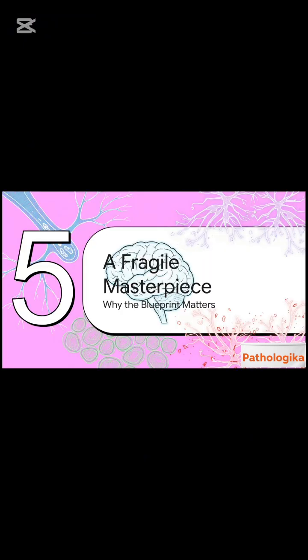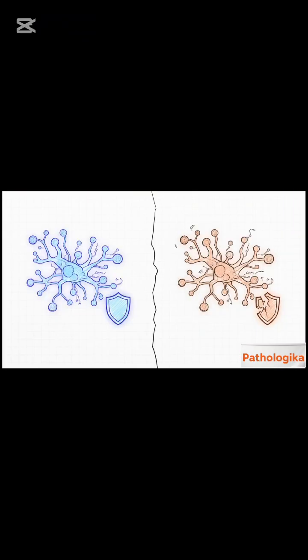So after looking at how this incredible system is built and all the ways it can break down, what's the big picture here? Why does understanding this intricate blueprint really truly matter? At the end of the day, the key takeaway is this. The very same complexity that makes the nervous system so unbelievably powerful also makes it incredibly fragile. Every single step, every cellular migration, every connection, it all has to happen just right. This incredible intricacy is its genius, but it's also its Achilles heel.